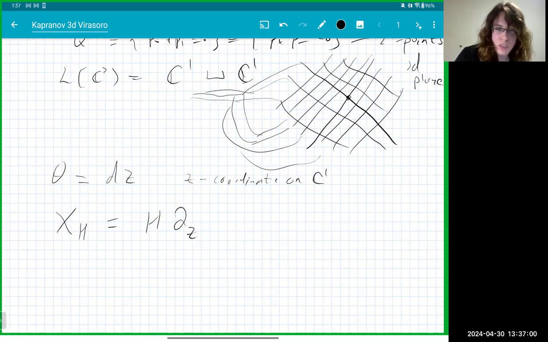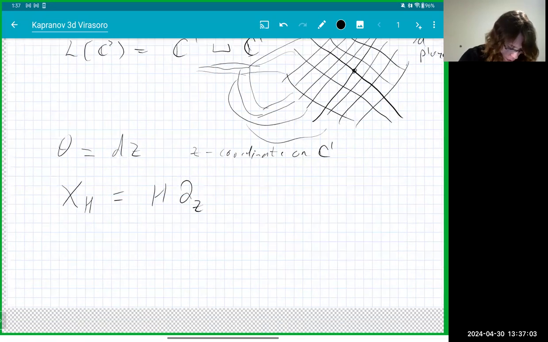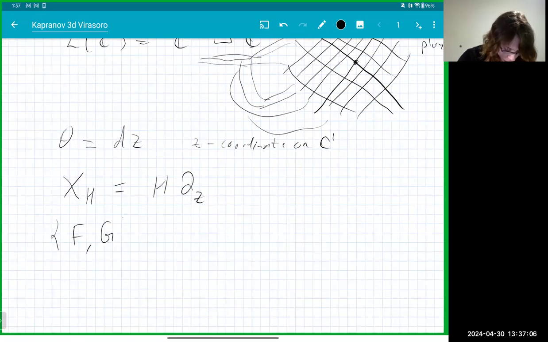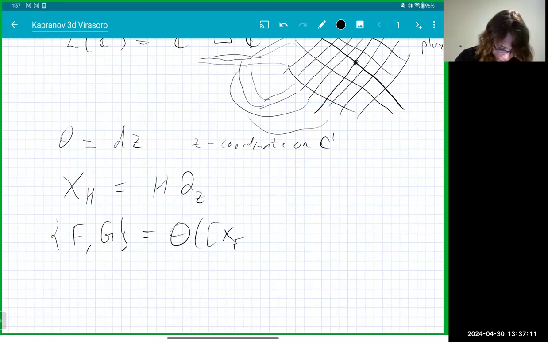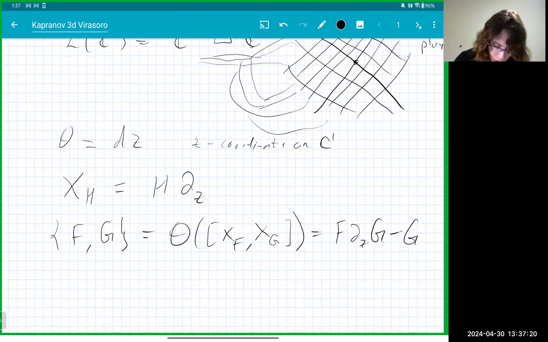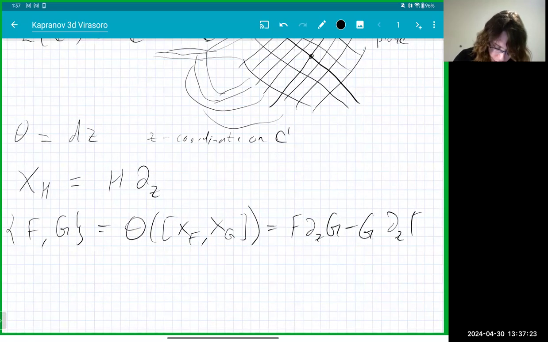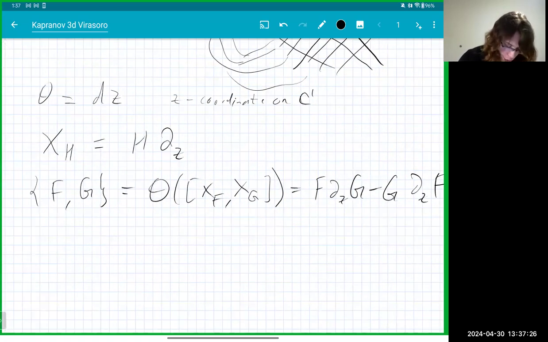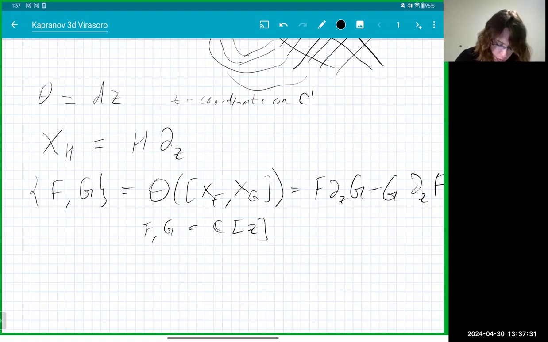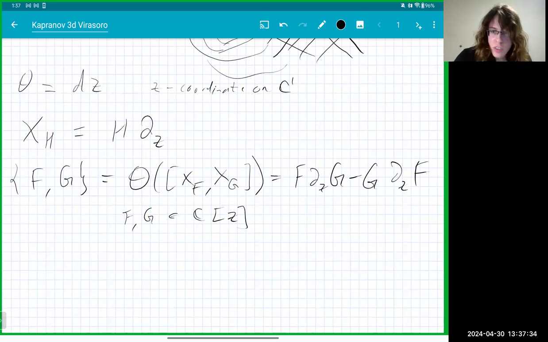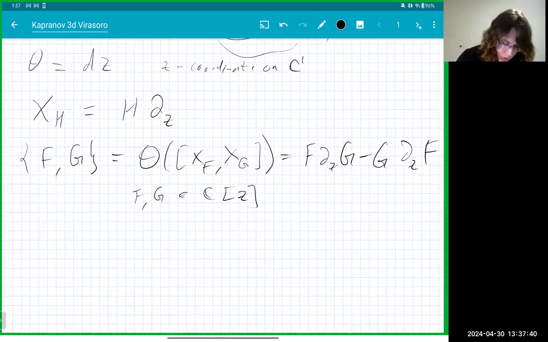It's a very simple relation to its Hamiltonian, and therefore the contact bracket between two sections is just f dz g minus g dz f. And because f and g take values in the ring of polynomials, this bracket is essentially the Virasoro bracket without central charge. It's what's called the Witt algebra.